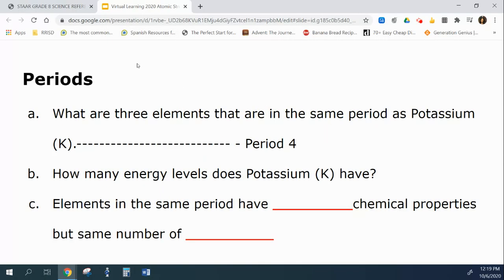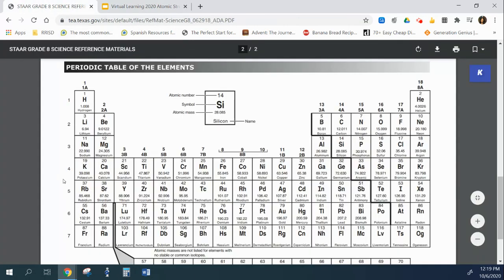Okay, so what are 3 elements that are in the same period as potassium? All right, so let's look at period 4. Let's go to our periodic table, period 4. Potassium is right here. We'll say calcium, scandium, and titanium. Okay, so these are all elements that are in the same period as potassium.